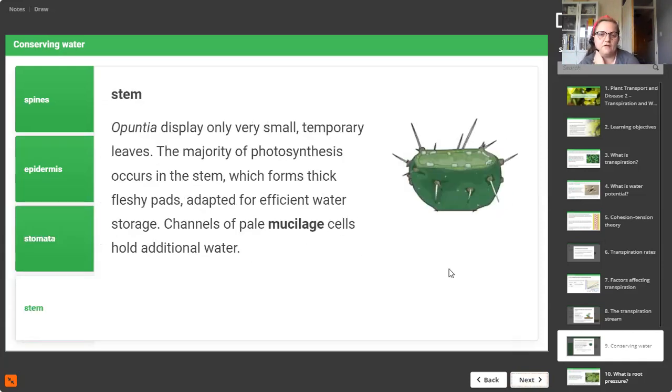And finally, the stem. The Opuntia displays only very small temporary leaves, and the majority of photosynthesis actually occurs in the stem, which forms thick, fleshy pads adapted for efficient water storage. And channels of pale mucilage cells hold additional water.